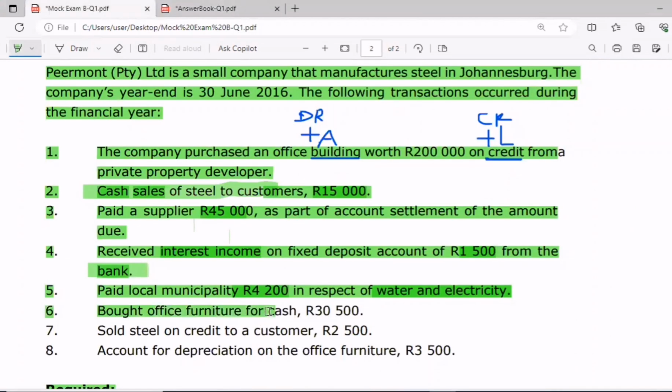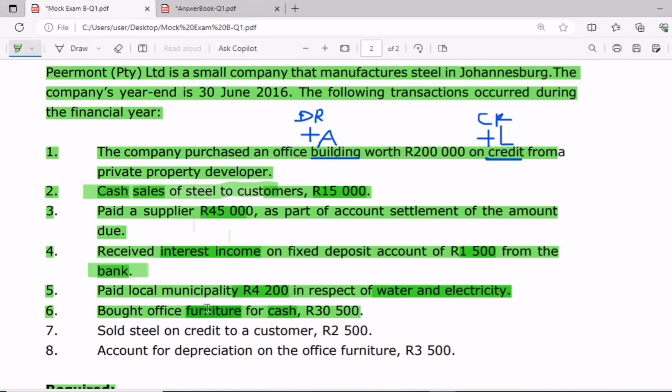Bought office furniture for cash. For how much? 30,500. So office furniture is the account affected, account number 1 affected. And the second one is bank. Every time when cash is involved, bank is affected. So 2 accounts affected is furniture and bank. So furniture is an asset account and bank is an asset account.